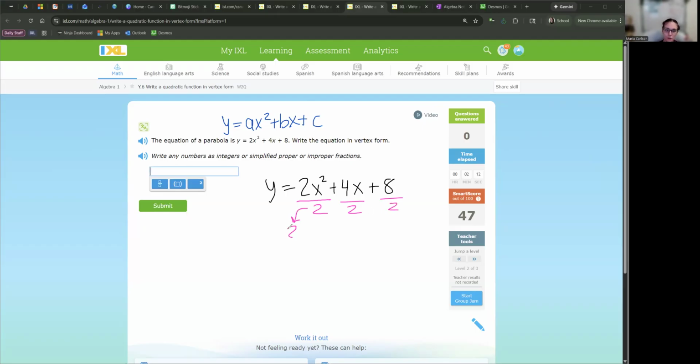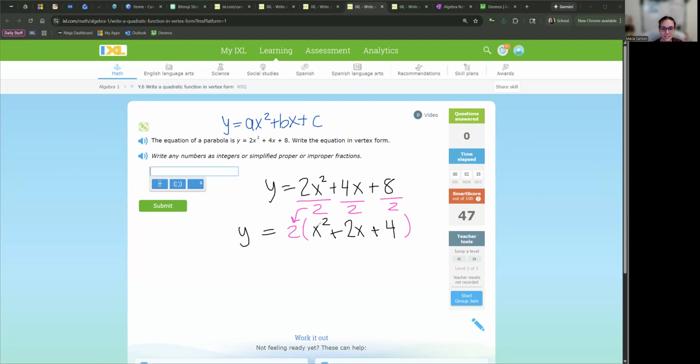So 2 now on the outside of a set of parentheses. And what we have left over is x squared plus 4 divided by 2 is 2x, and 8 divided by 2 is 4. So x squared plus 2x plus 4, with that 2 being multiplied to it, is equal to y.